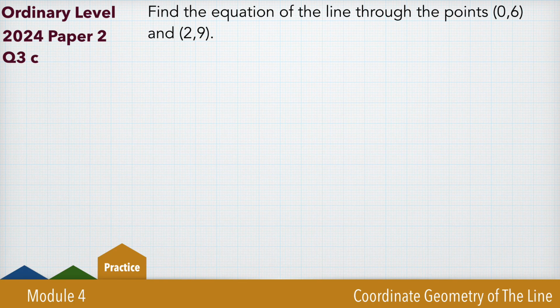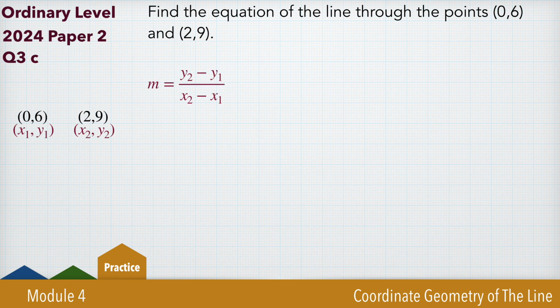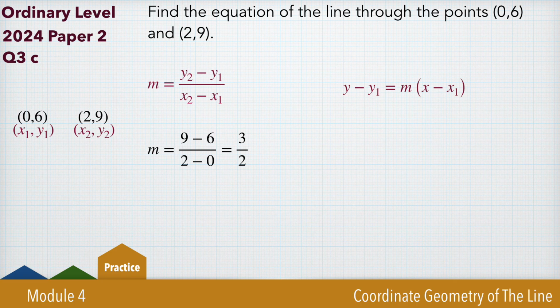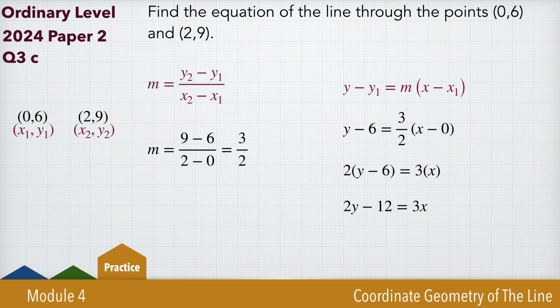In this question, we must find the equation of the line that passes through the points (0, 6) and (2, 9). We must first find the slope using the slope formula. Labelling our points and substituting gives us a slope of 3/2. We can now use our equation of the line formula and substitute the found slope and one of our points, (0, 6). We first bring the denominator of 2 over the equal sign and multiply it by the left-hand side. Simplifying and rearranging gives us the required equation of the line.